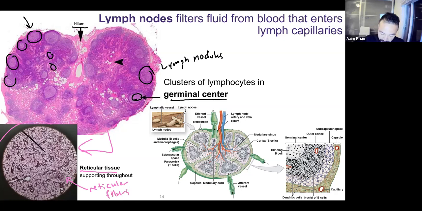Like I said, I want to point out again, a germinal center is where you have mitosis of lymphocytes, and that's happening at the center of these lymph nodules within lymph nodes and at the other lymph organs as well.